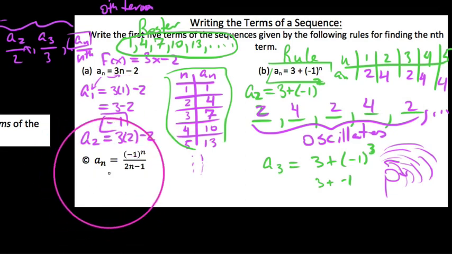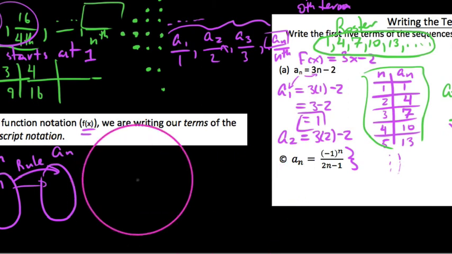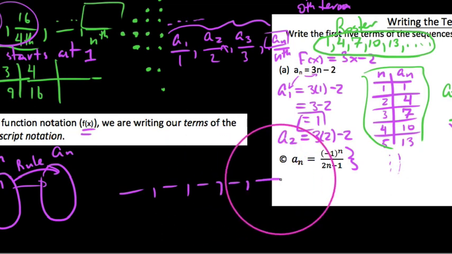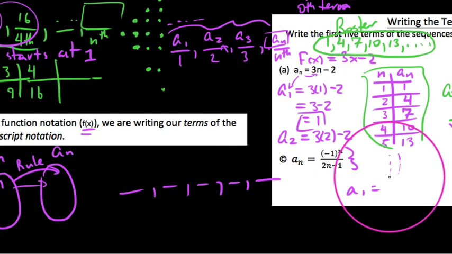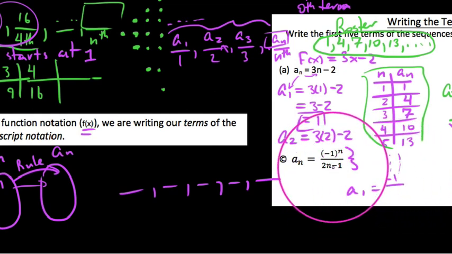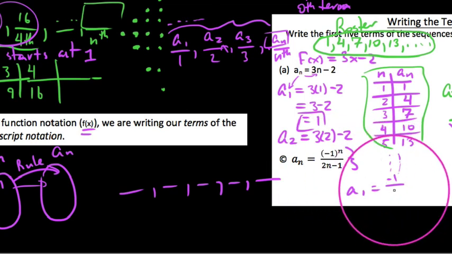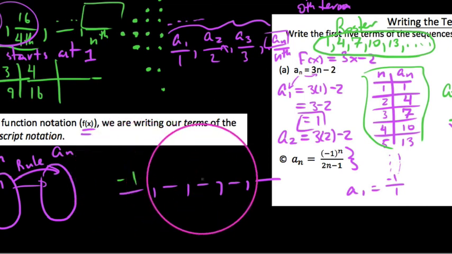This last one down here, whenever you have a ratio with 2 different rules, what you want to do is evaluate the top and the bottom differently. So basically, we say write out the first 5 terms. If I plugged in a1, on the top we would get negative 1 to the 1, which is negative 1. And on the bottom, we get 2 times 1 minus 1. This is its own rule in and of itself. So we get 2 minus 1, which is 1. So I get negative 1 over 1. So the first term in the sequence is negative 1.